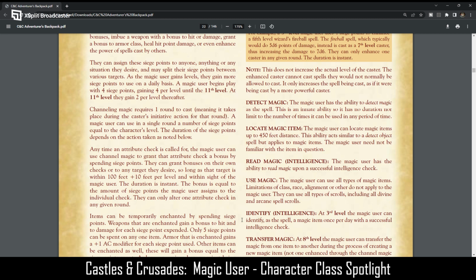Identify, also intelligence based. At 3rd level, the magic user can identify as the spell a magic item once per day with a successful intelligence check.